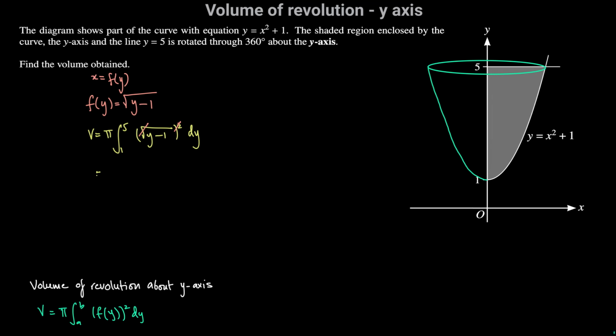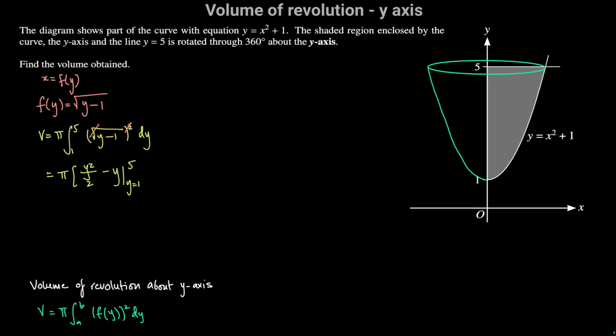So we can say that V is equal to pi times the integral of y minus 1 with respect to y. The integral of y is simply, we increase the power by 1, so we have y squared, and we divide by the new power. So we have pi times y squared divided by 2, and the integral of 1 is simply y. We're going to evaluate this from y equals 1 to y equals 5.